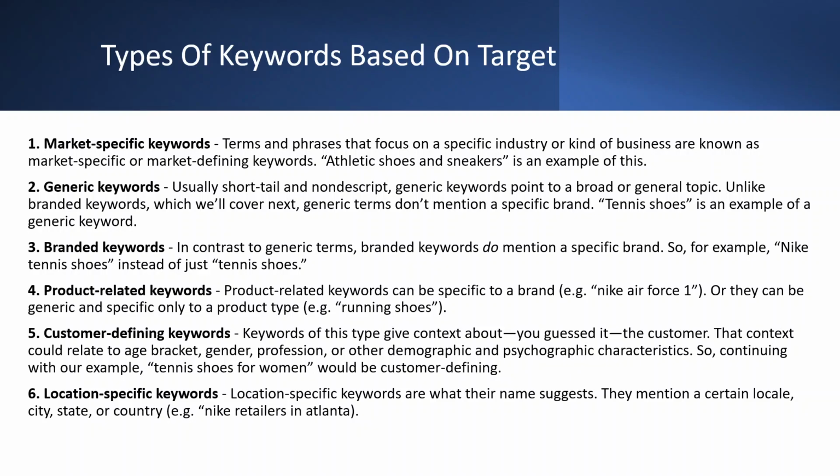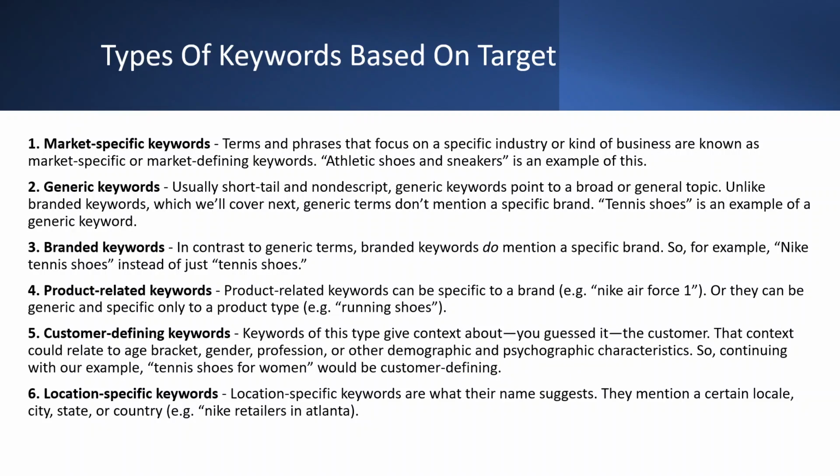The fourth is product related keyword. Product related keywords specify a brand product. For example, we have a brand Nike, and under it we have subcategories like running shoes, casual shoes. Running shoes shows a product related keyword because running shoes is a product. So a product can be like Nike Air Force One.